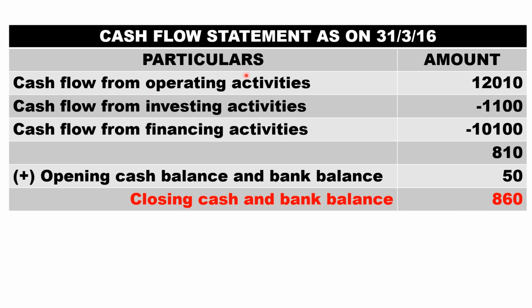Next, cash flow statement. So we get cash flow from operating activity 12,010, cash flow from investing activity minus 1,100, cash flow from finance activity minus 10,100. So you get a net difference of 810. So add opening cash 50, you get a resulting answer of 860 as closing cash and bank.